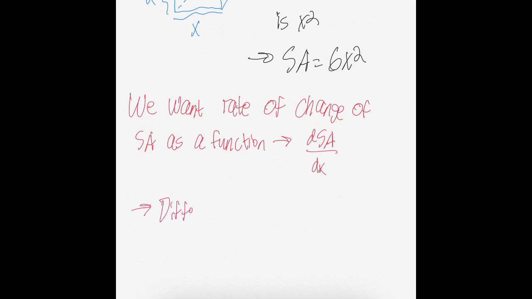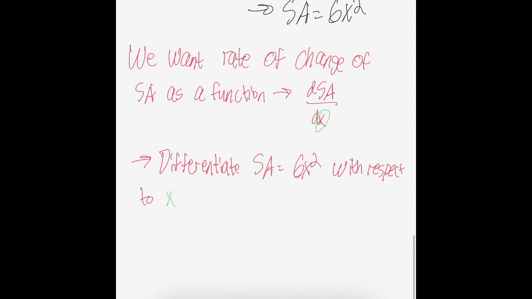Or, in other words, we want d surface area dx. So we're going to follow the same basic procedure we did in the first problem. We're going to take the derivative of both sides. So differentiate our equation for surface area, surface area equals 6x squared, with respect to x. The reason that we are doing it with respect to x, and I'll put this in green so we can see that connection, is that we're looking for the derivative of the surface area with respect to x. That's what we are told we are looking for.